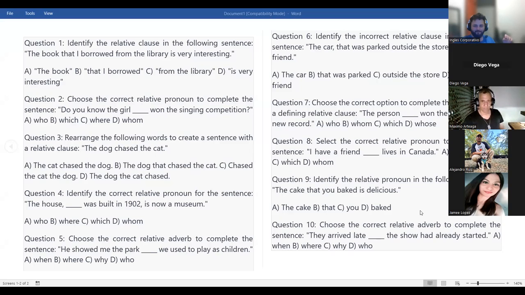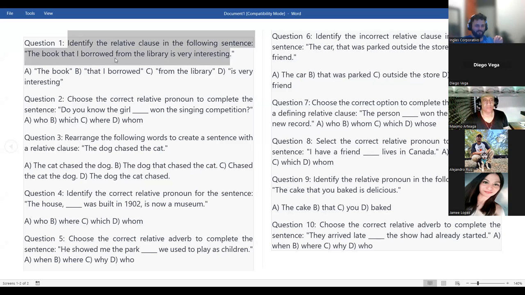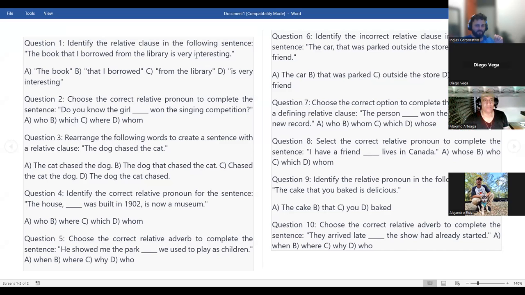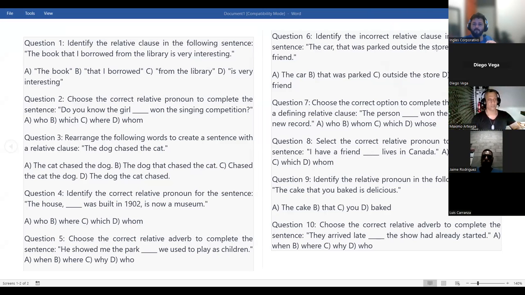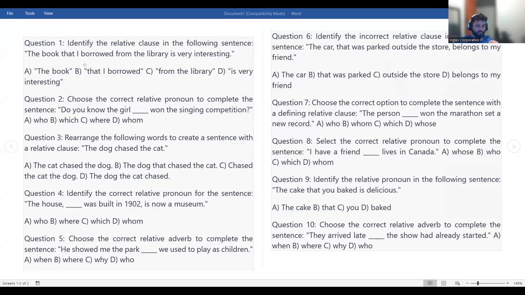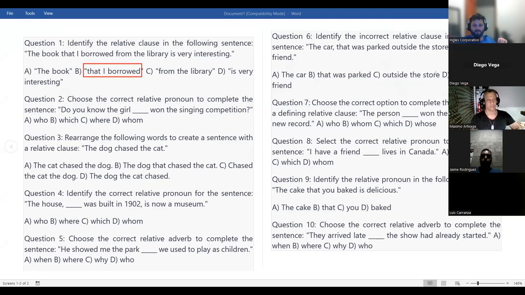All right, welcome back. Did you get to solve them all, ladies and gentlemen? Since we have just a few participants here, let's try to solve them together. So number one, Diego, what's the answer? It says identify the relative clause in the following sentence: The book that I borrowed from the library is very interesting. Which one is the right answer here? The answer is letter B, that I borrowed. Very good, good job.